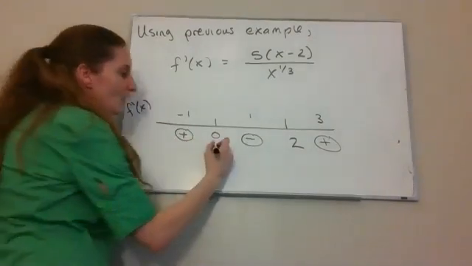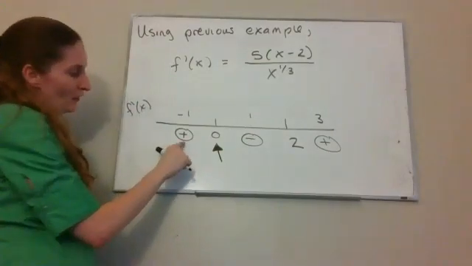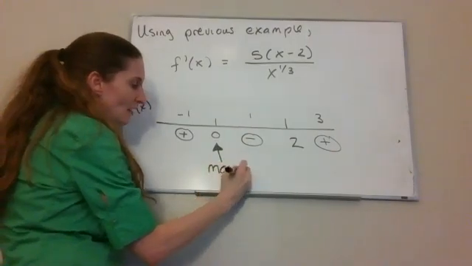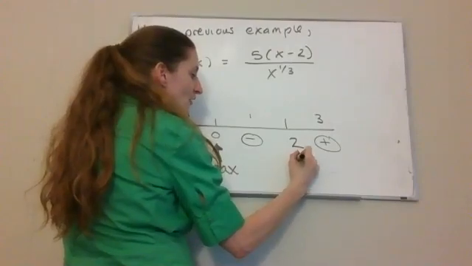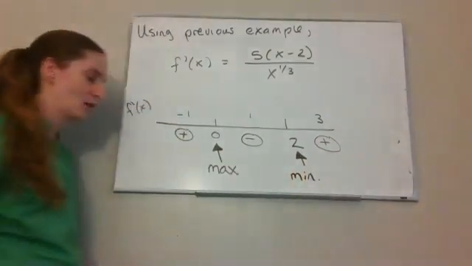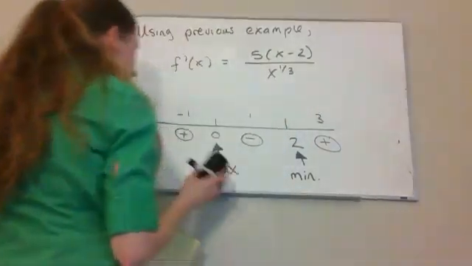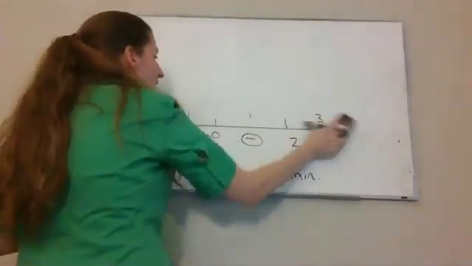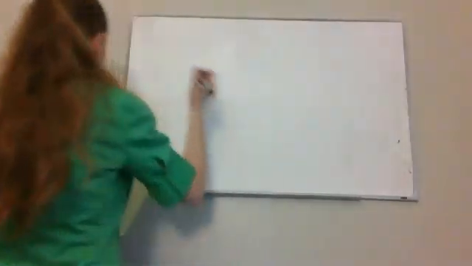So this means that this point 0, using my first derivative test, my function's changing from increasing to decreasing. So this has to be a relative maximum. And over here, my function is changing from decreasing to increasing. So this would have to be a relative minimum. That's how you use the first derivative test to determine if something is a max or a min. But we also have a second derivative test, which sometimes is easier to use.